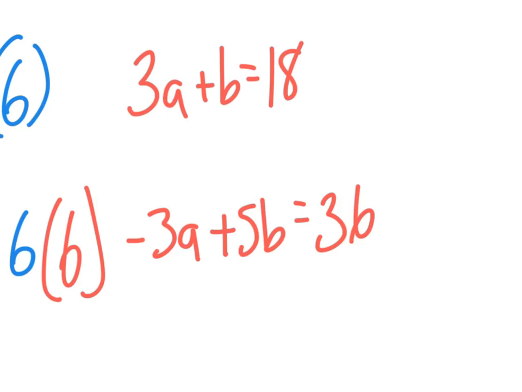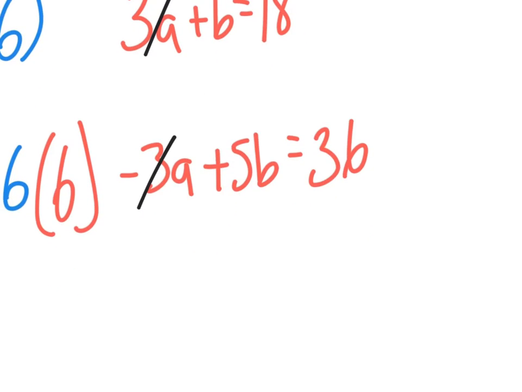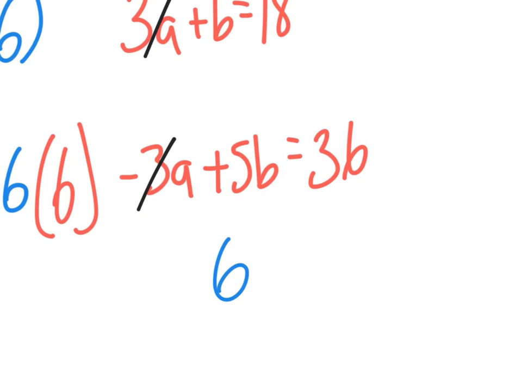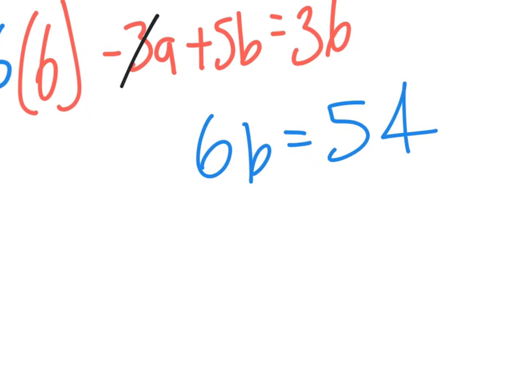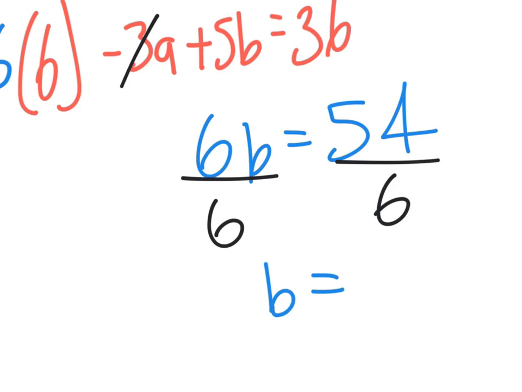So 3a minus 3a simply cancels out. b plus 5b is going to give us what? It's going to give us 6b. And 18 plus 36 is going to give us what? 54. We're almost done. We got to divide both sides by 6. And that ultimately is going to give us b being equal to 9.